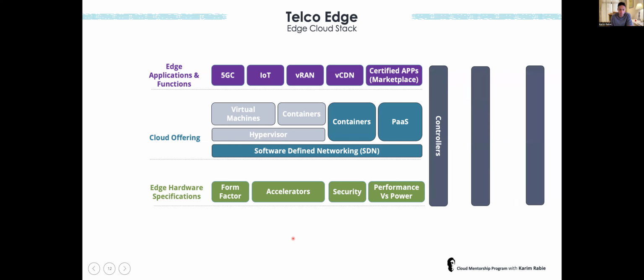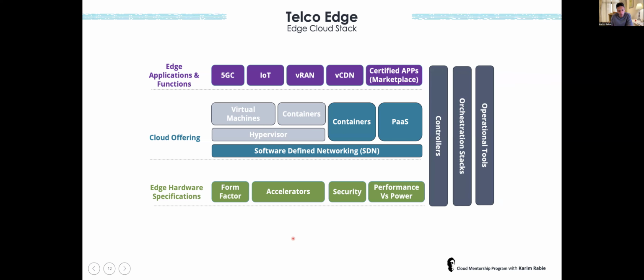And for sure, since you have a cloud stack, you need to have controllers, you need to have the orchestration stack, you need to have the operational tools.